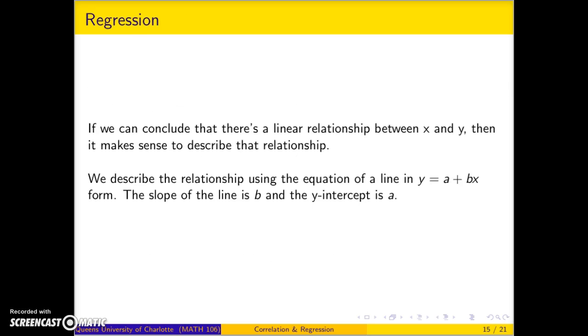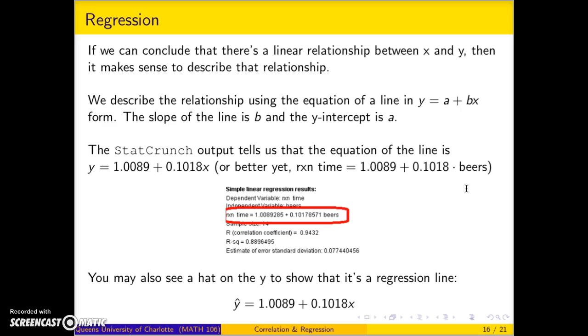So now that we determined that there's a linear relationship, let's describe that relationship. If you remember from algebra, the equation of a line is y equals mx plus b. In regression, they state it as y equals a plus bx. And a would be the intercept term and b would be the slope. So if we look at, again, the StatCrunch output, it tells us the regression equation right here.